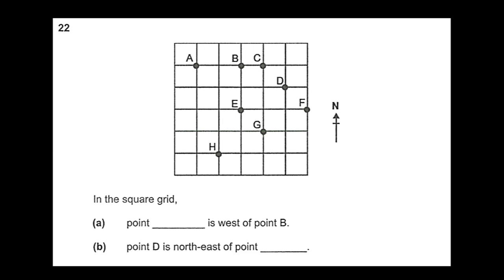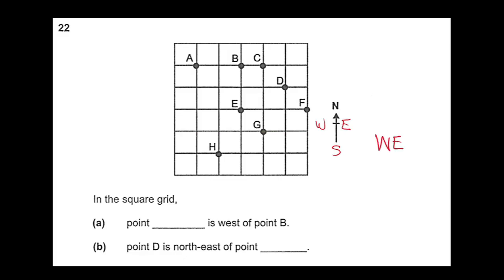Question 22. In the square grid, you need to identify the point that is to the west of B. In the first place, you need to identify where is north, south, east, west. In this case, if this is north, this must be south, this must be the west, and this must be the east.